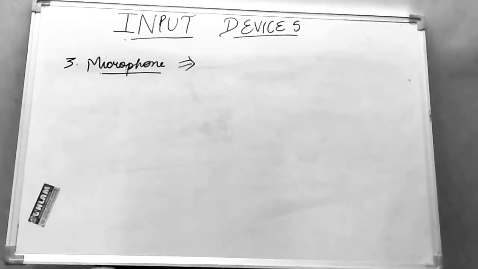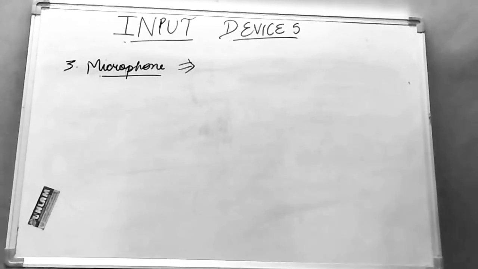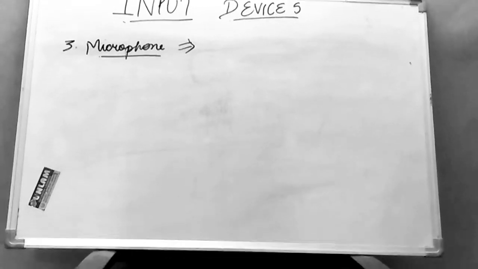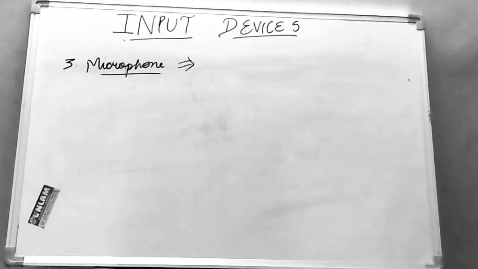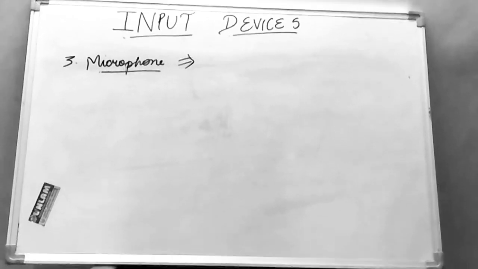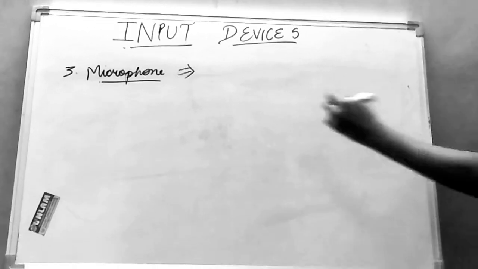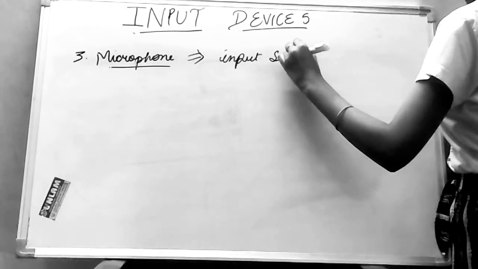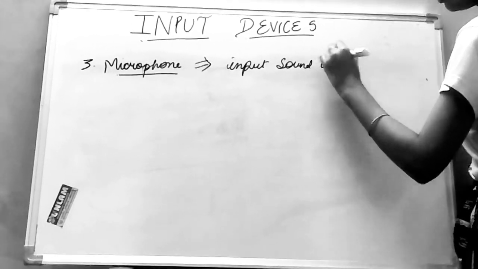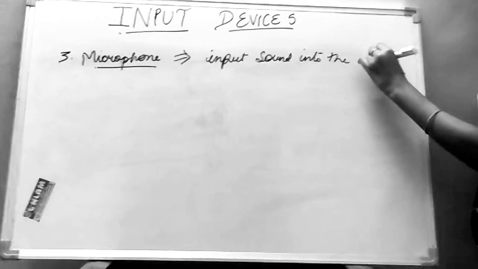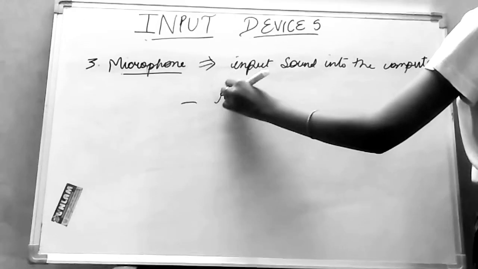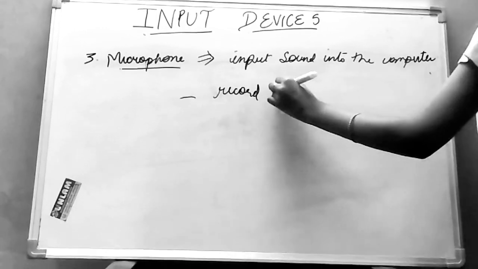Microphone is used to input sound. So our next input device is microphone. You have heard it many times and it can be available at your homes. It is an input device used to input sound into the computer, and it is also used to record voice.